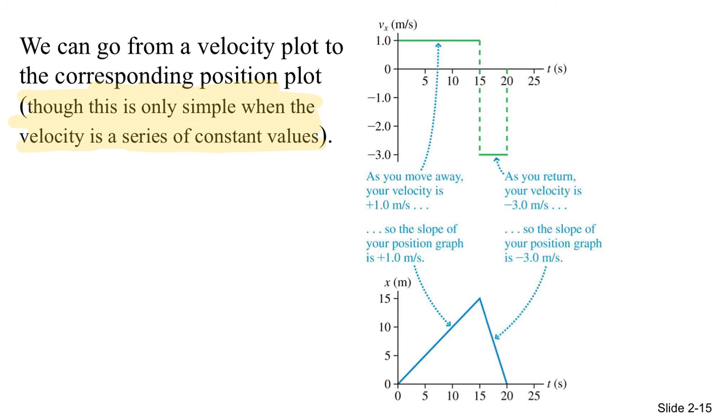If we look over here at how this works, of course, if we have a horizontal line at 1 meter per second, then we should have a slope of 1 for the first 15 seconds, which gets us from 0 to 15. And then we jump down, and we're going minus 3 the other way, so we have the line going with 3 times the slope but going the other way, and we construct it that way.